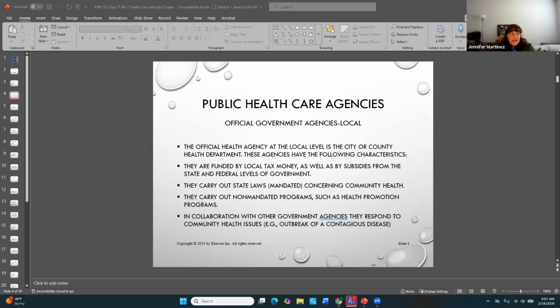They're funded by local tax money, as well as any subsidies from the state or federal government. They carry out the state laws, which are mandated, concerning community health. They also carry out some non-mandated programs like health promotion programs. And then in collaboration with other government agencies, they'll respond to community health issues. So if there's an outbreak of salmonella, chickenpox, measles, whatever, they may respond. So again, this is at the local level, that's your health department.